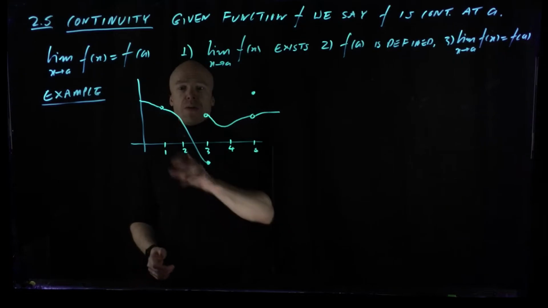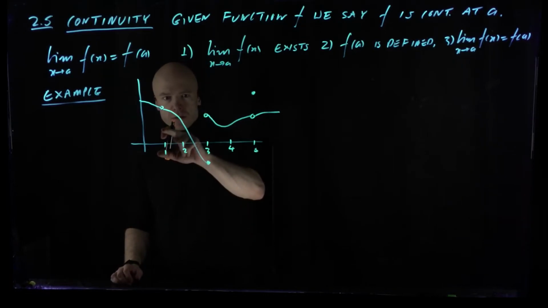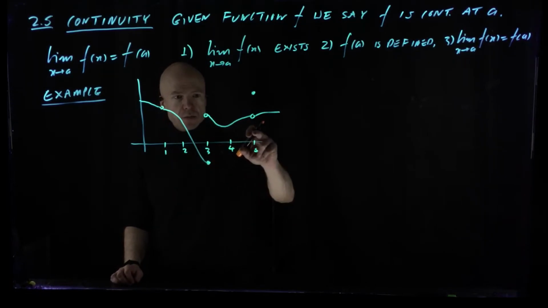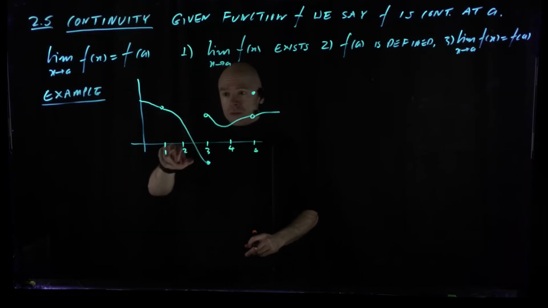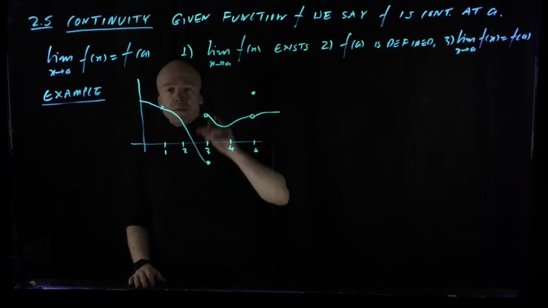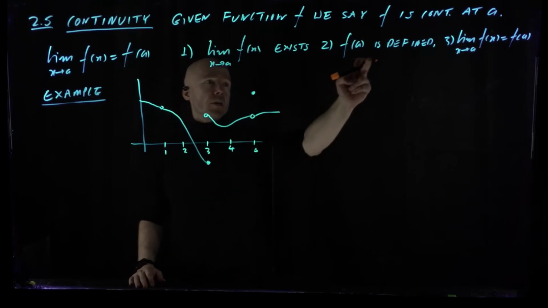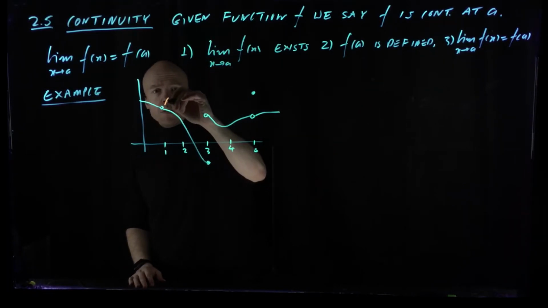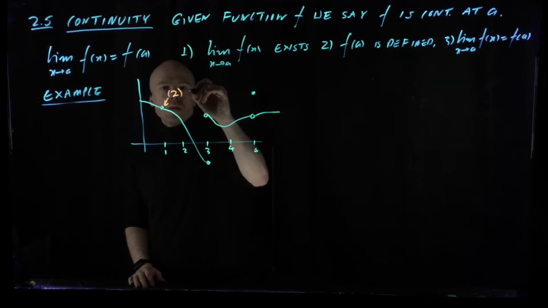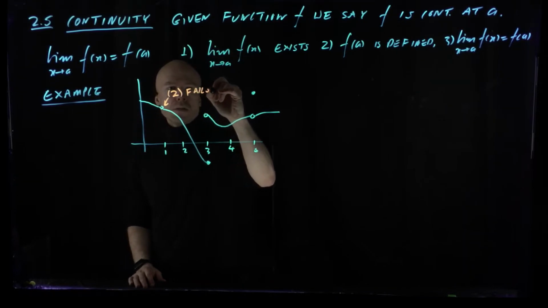Okay? If you do that, then what should you find? You should find that there are 3 points where it fails to be continuous. It's not continuous here, it's not continuous here, it's not continuous here. And it's not continuous at 1 because the value of the function is not even defined at 1. So this is an issue. So 2 fails right here.